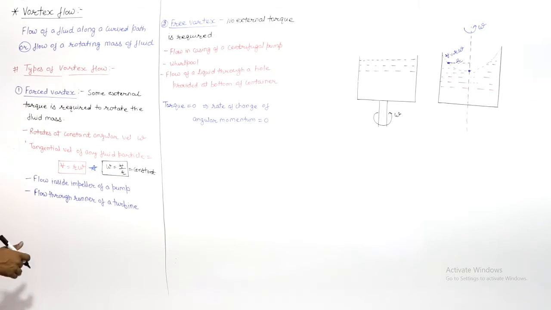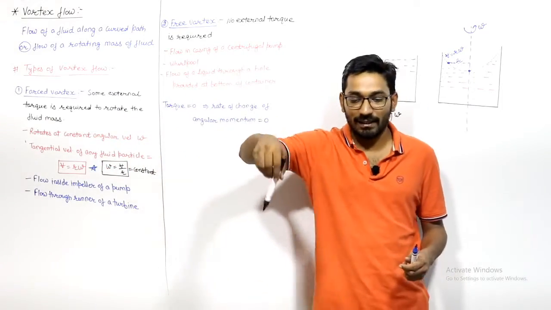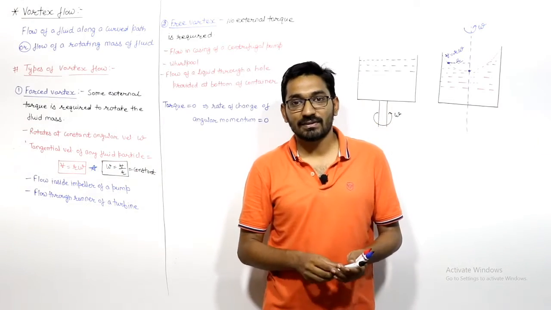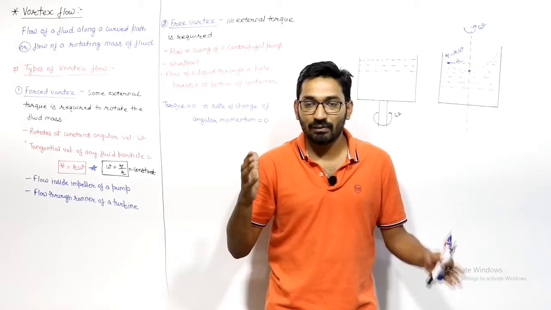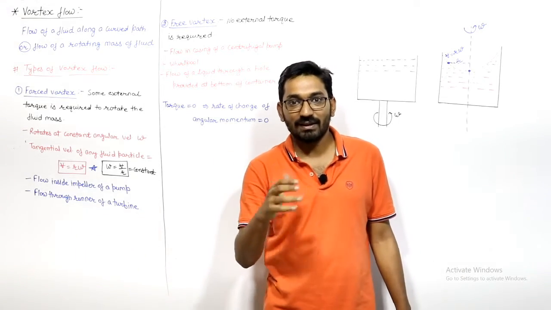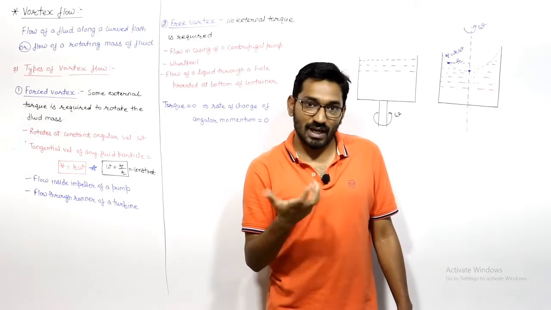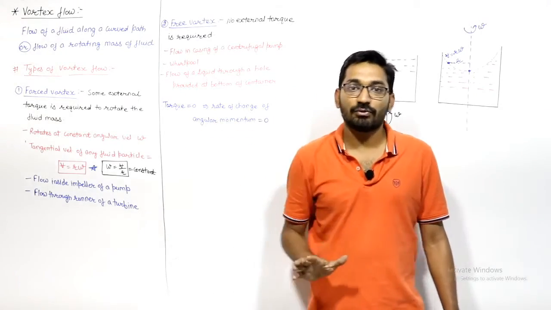And what are examples of the forced vortex? If you rotate any fluid by applying an external torque. For example, the first practical example is the washing machine. In the washing machine, we are giving the external torque. We are giving some electric energy and that motor is rotating, and because of that rotation, the water inside the washing machine is rotating. So that is a case of forced vortex.